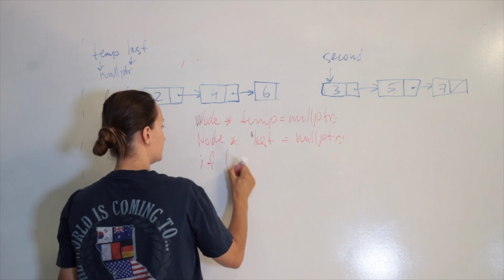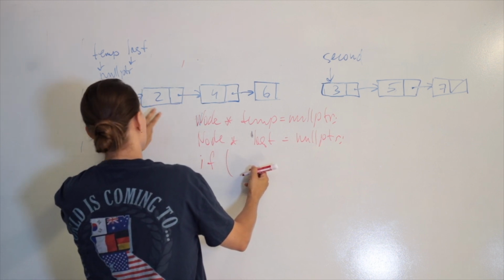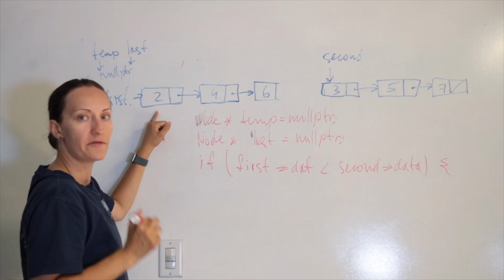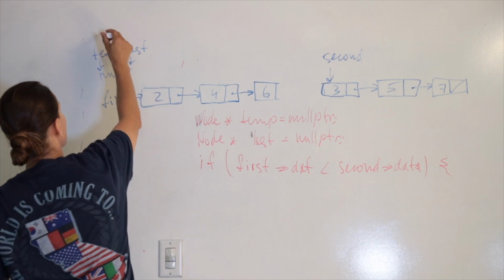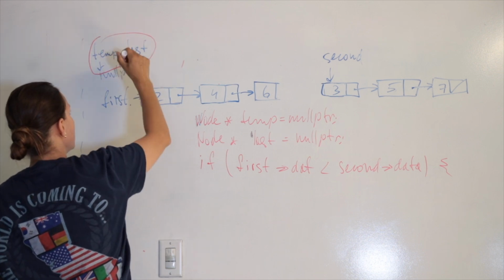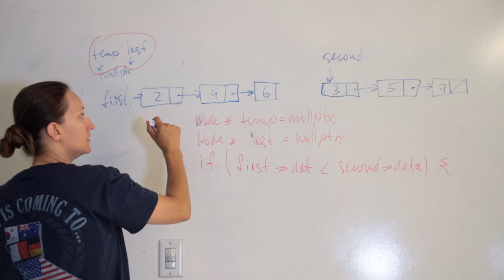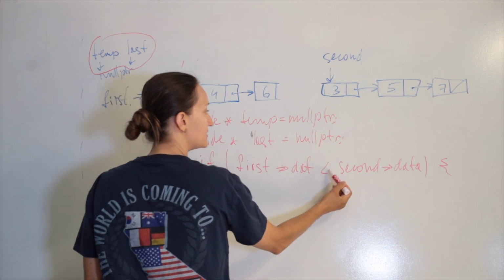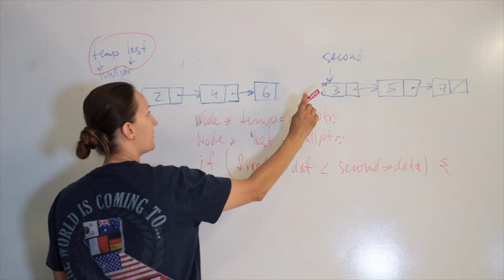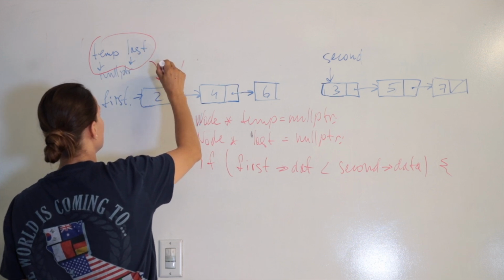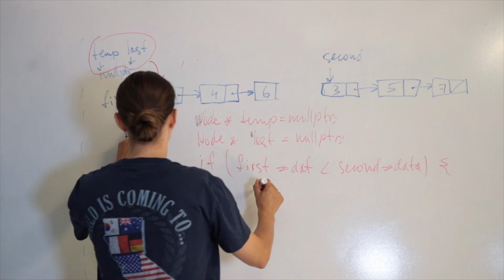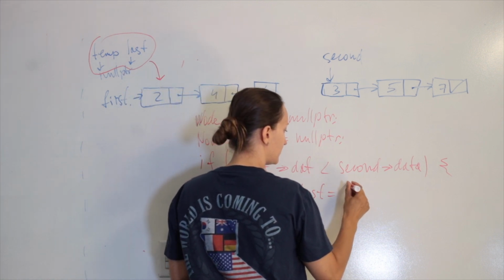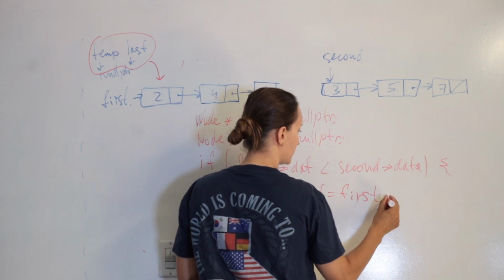So if first data is less than second data, we just need 3 steps. The first step, we need to move these 2 pointers to the smallest head. In this case, if first data is less than second data, 2 is less than 3, we will need to move these 2 pointers here. It means temp equals last equals first. This is the first step.